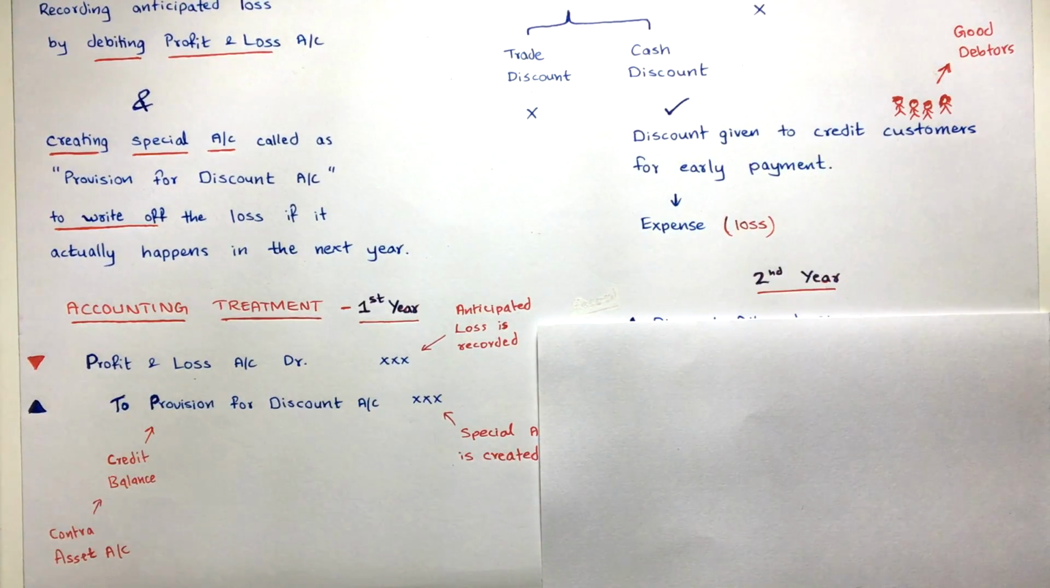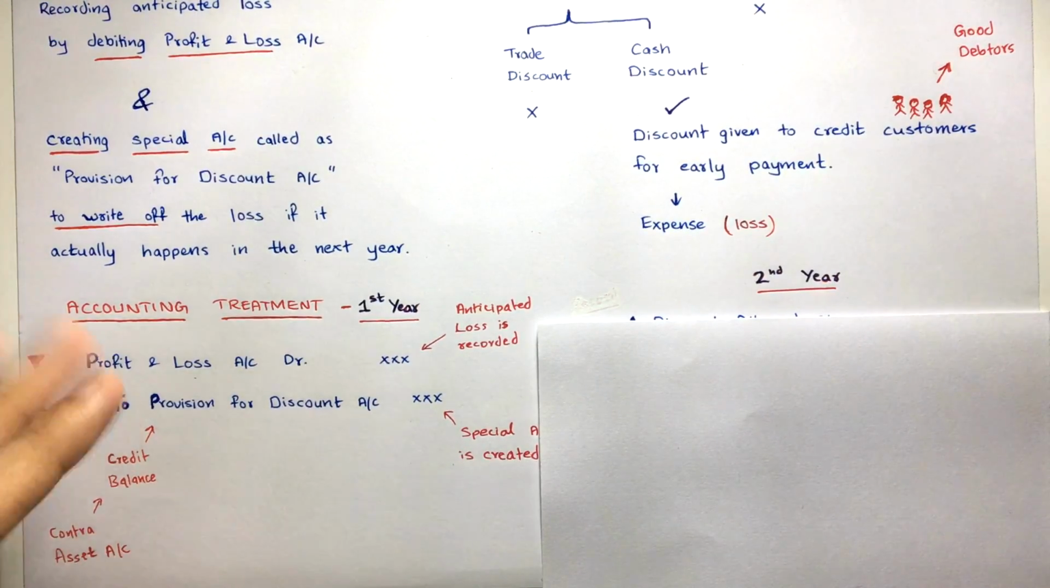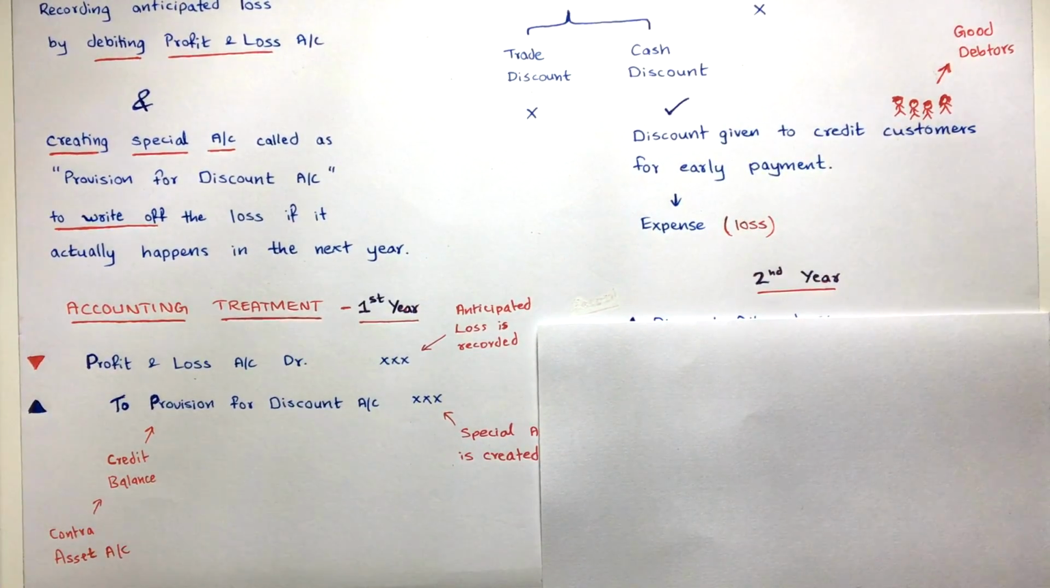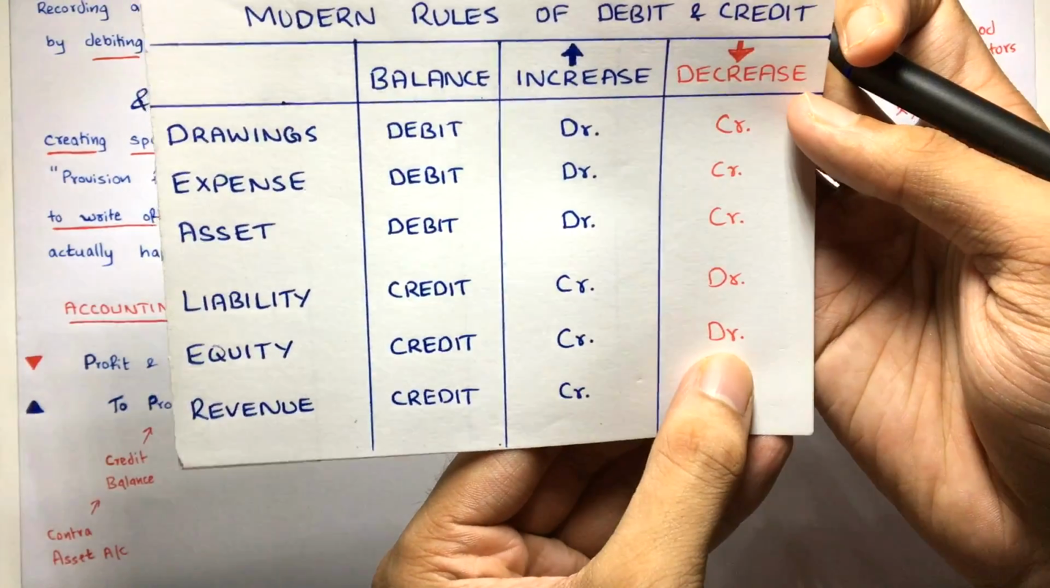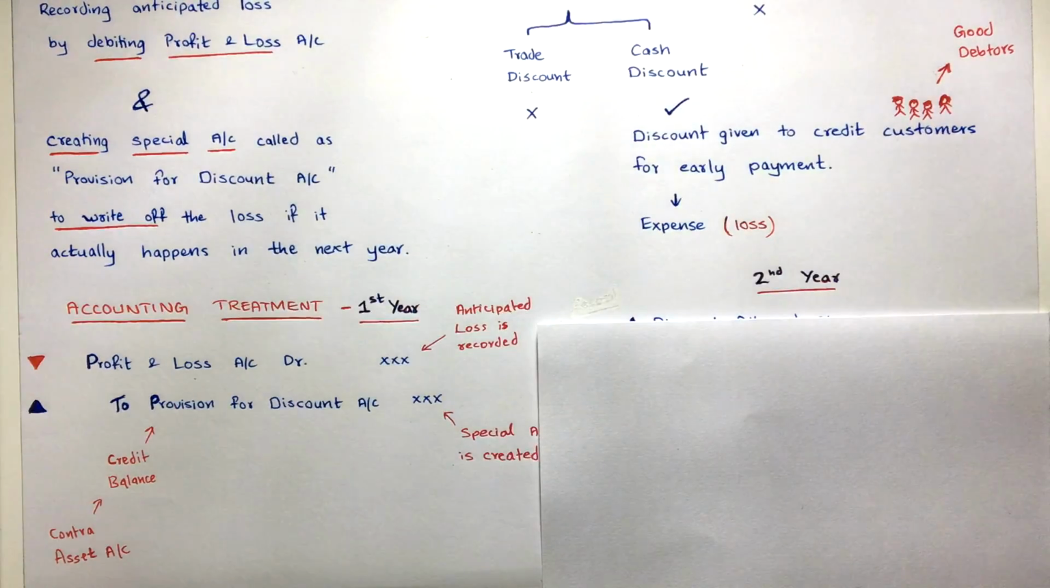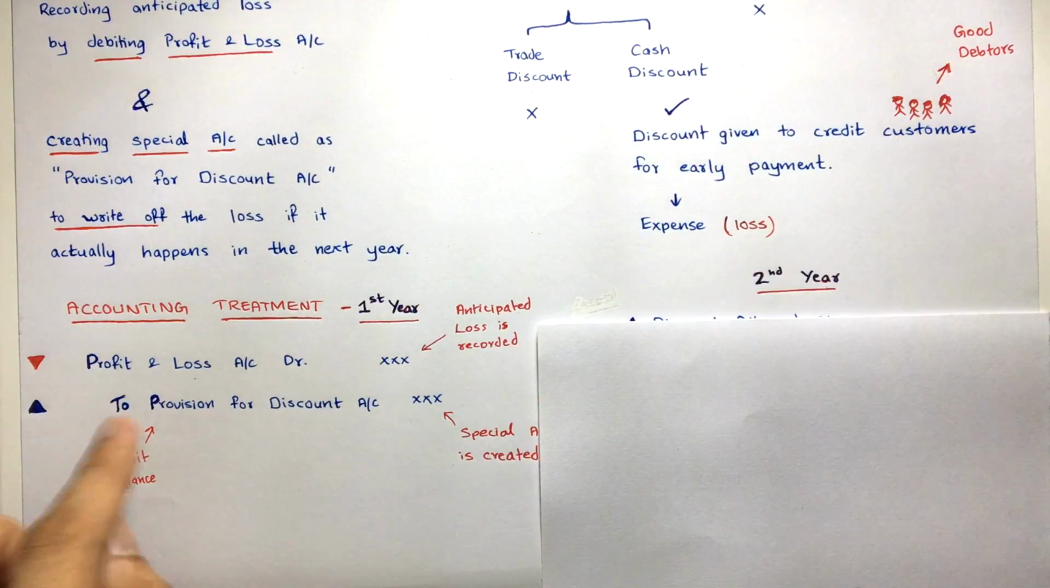See the journal entry over here. Profit and loss account debit. Profits are decreasing because you are debiting the profit and loss account. Whenever profit decreases, what you have to do? Whenever profit decreases, you have to debit, right? So that's the rule. Okay. And to provision for discount.